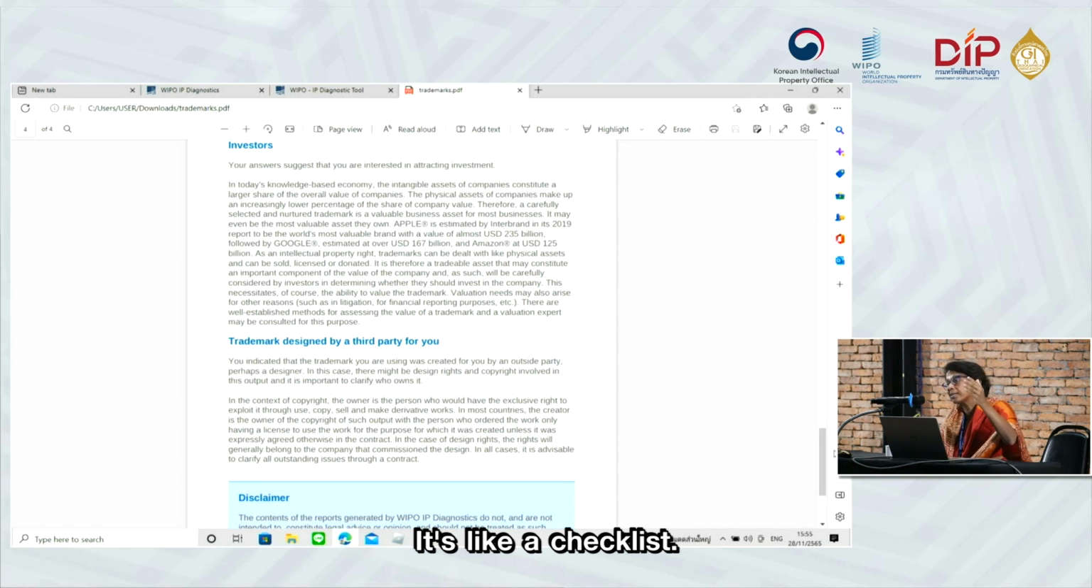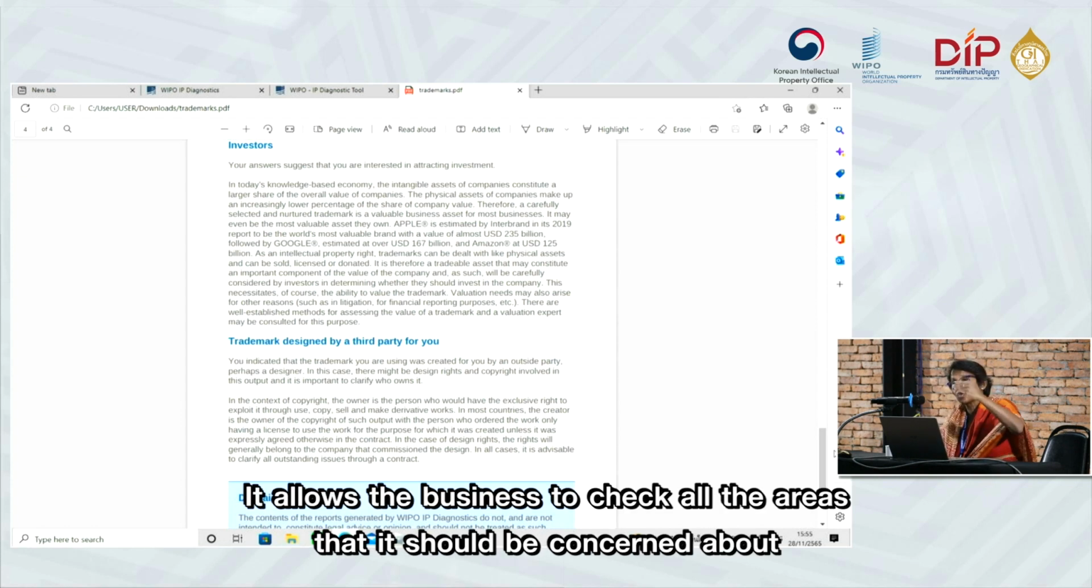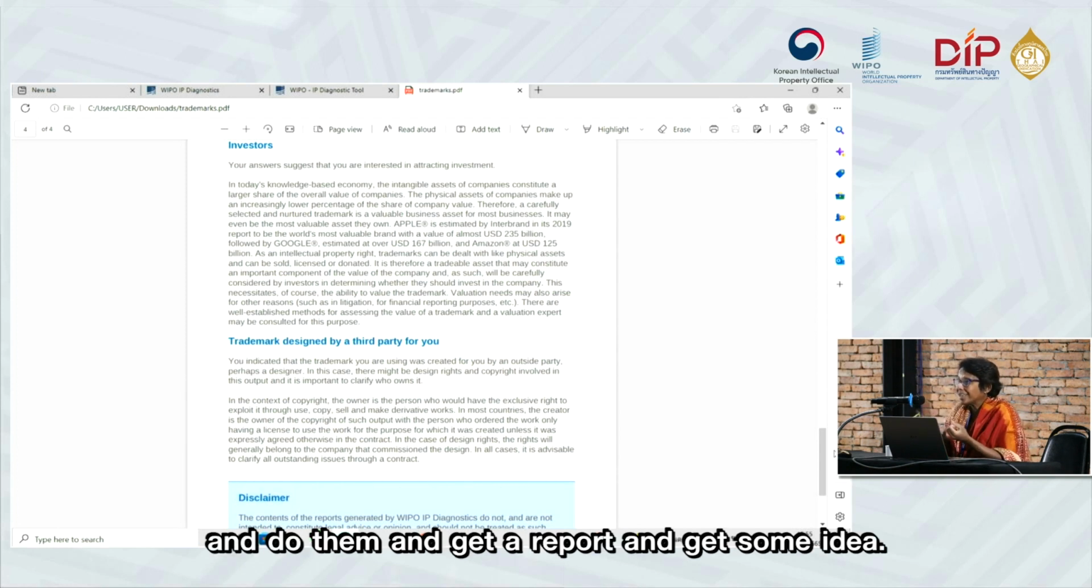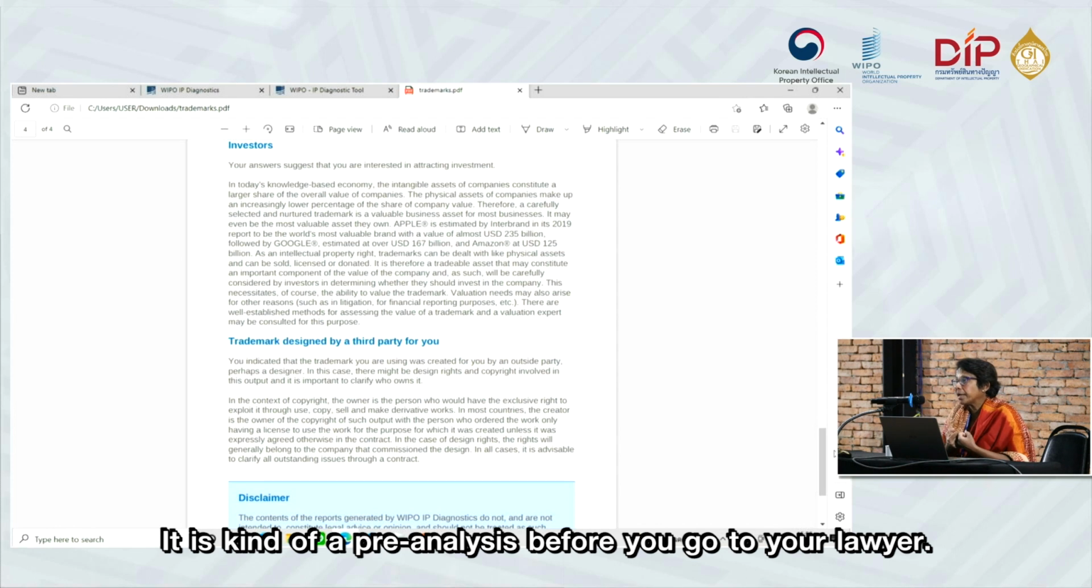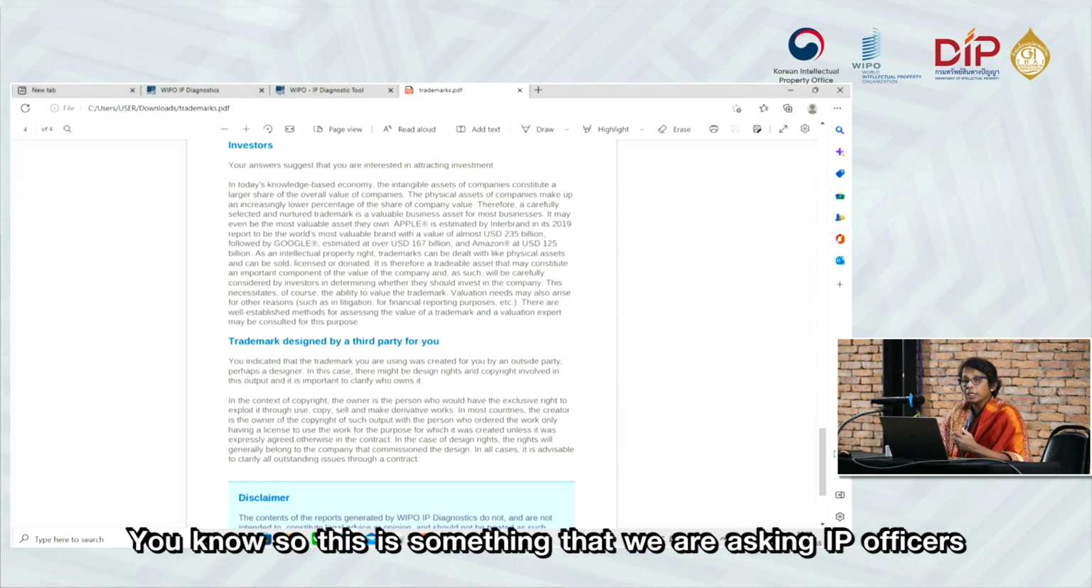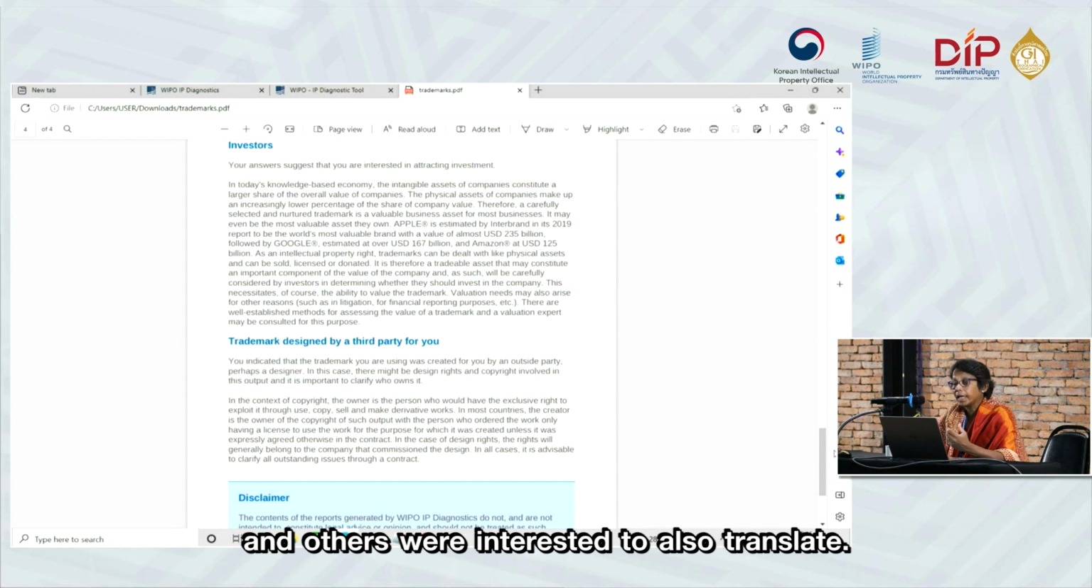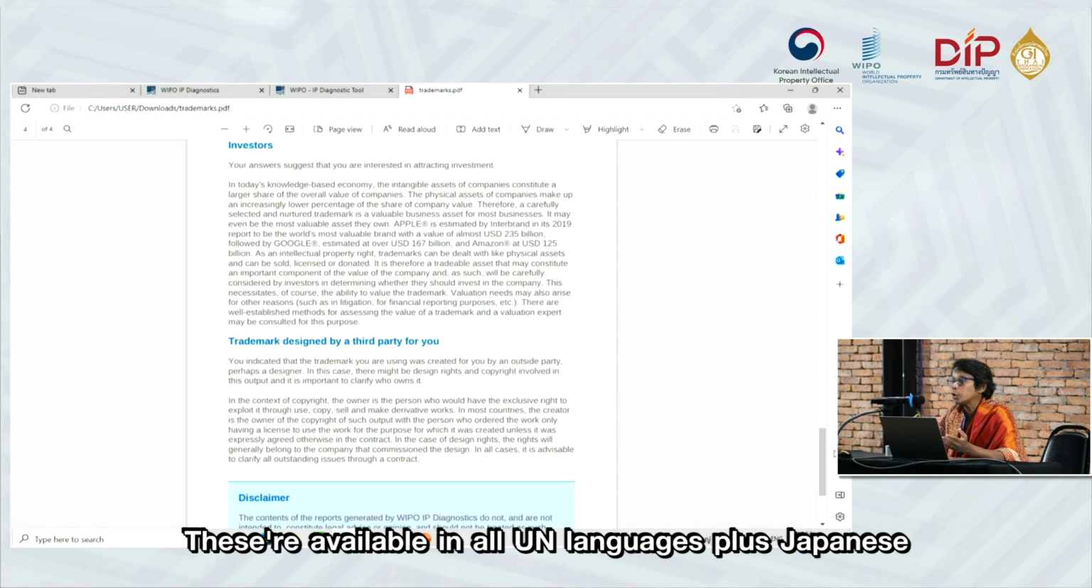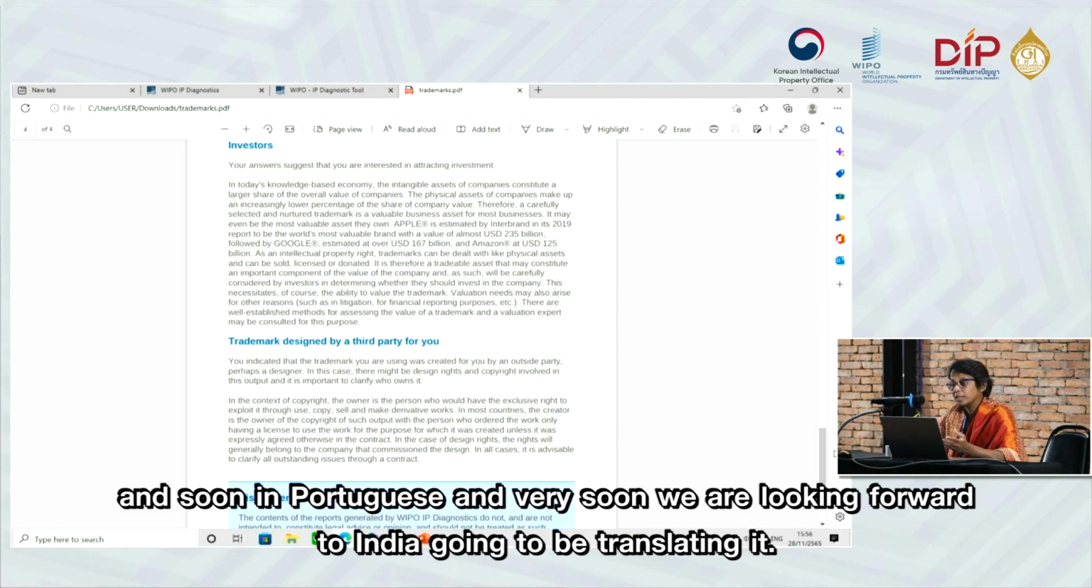It's like a checklist. It allows the business to check all of the areas that it should be concerned about and do them and get a report and get some idea. It is kind of a pre-analysis before you go to your lawyer, you know. So this is something that we are asking IP officers and others who are interested to also translate. This is available in all UN languages, plus Japanese and soon in Portuguese. Very soon we are looking forward to India translating it.